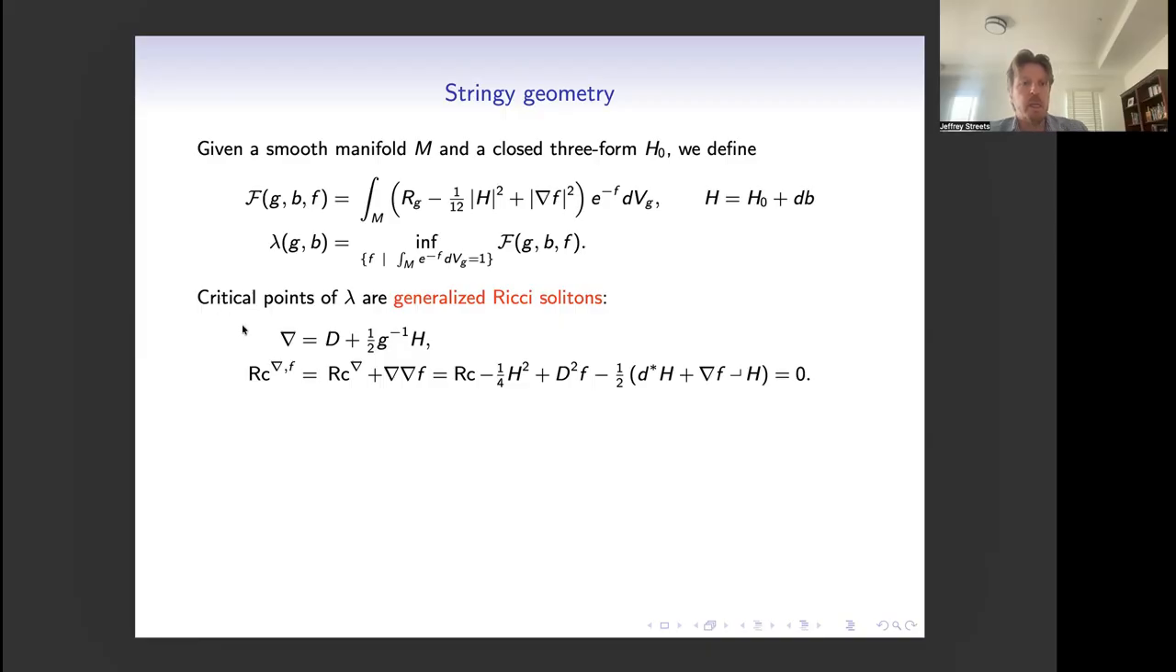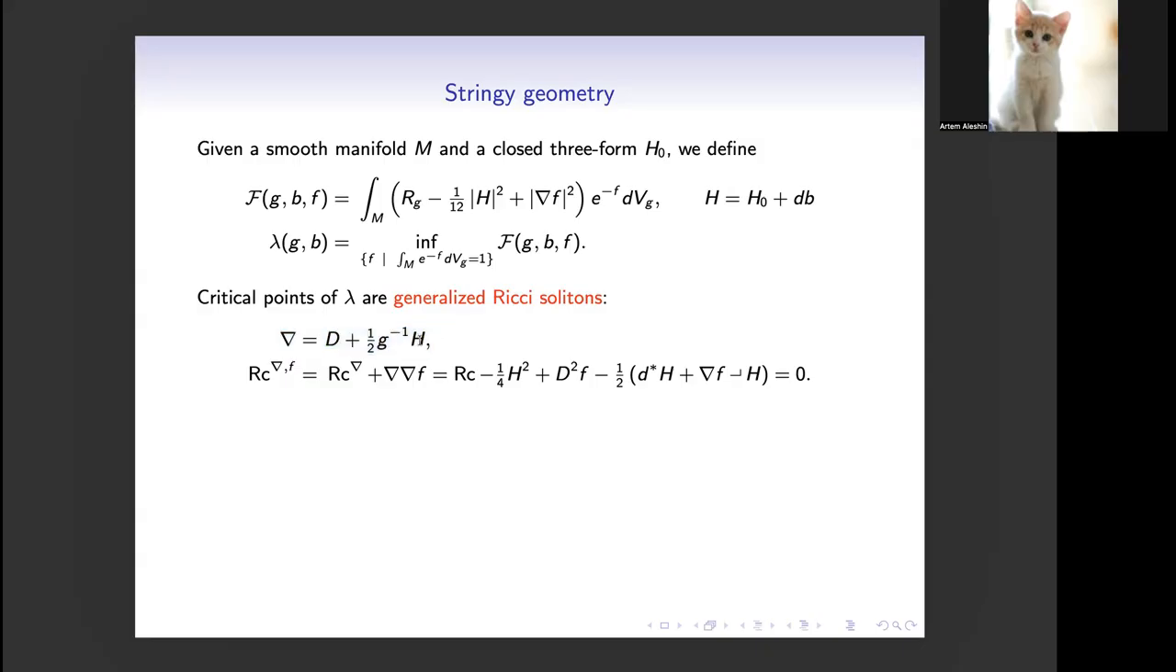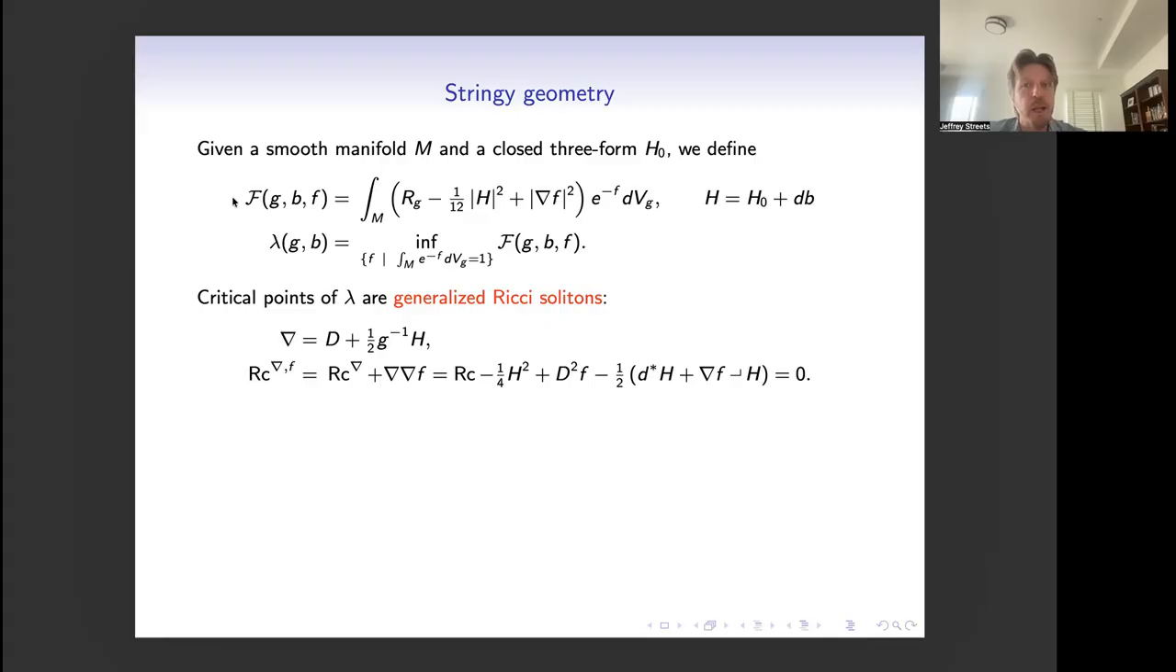So critical points are generalized Ricci solitons. This connection is the Levi-Civita connection plus a torsion term. There was another question: does it work without the coefficients? Well, I think it depends on your definition of work. Of course, you could write it down, but I don't think it would have nearly the geometric significance that it does with the 1/12. I could say that much.